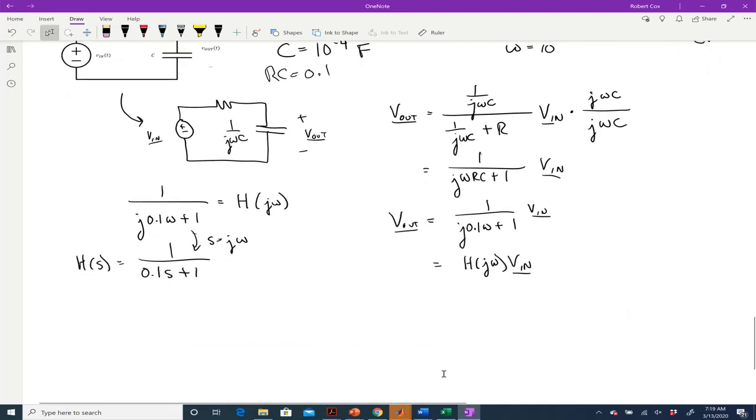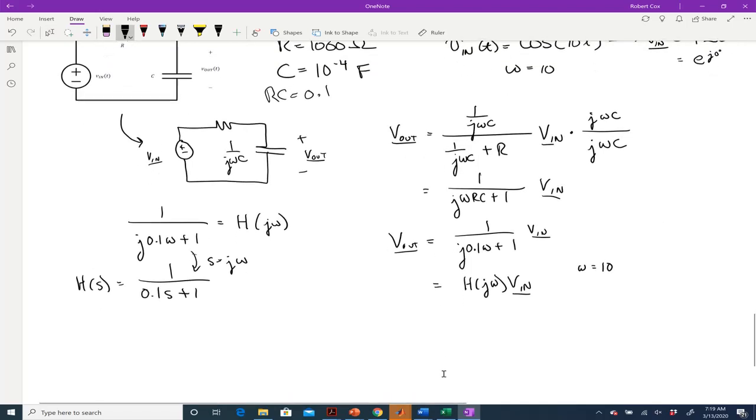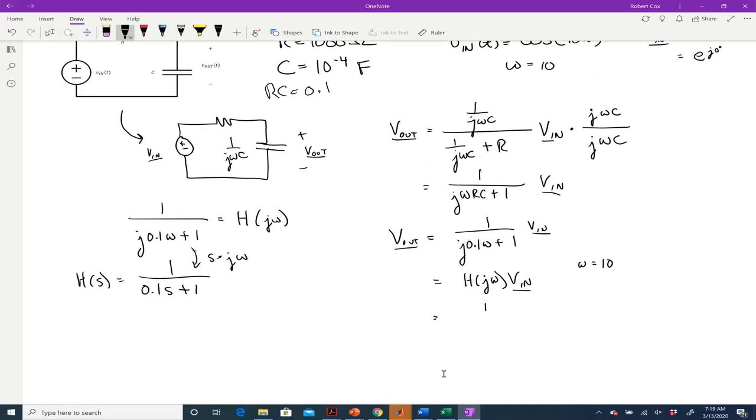Now, if we had this result right here, you would have gone in and plugged in omega equal to 10. So again, for the particular problem we've got, you would have plugged in omega equal to 10, and that would have become 1 over j plus 1 times the phasor of Vin.